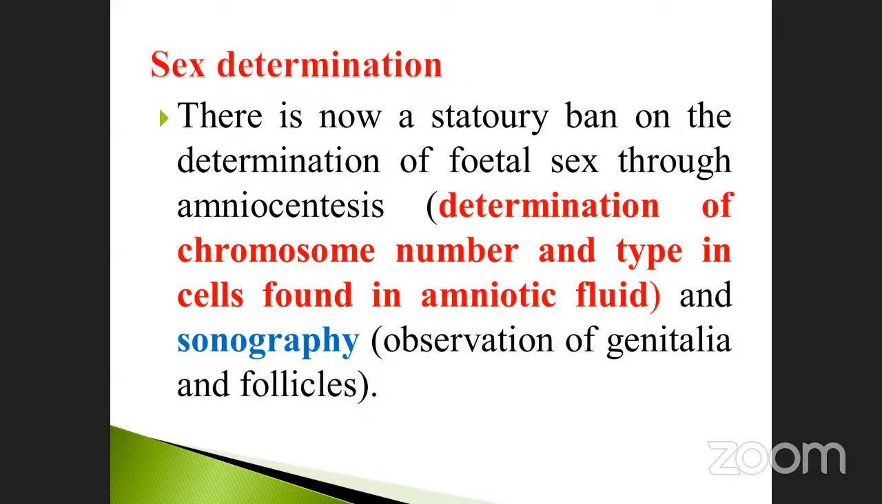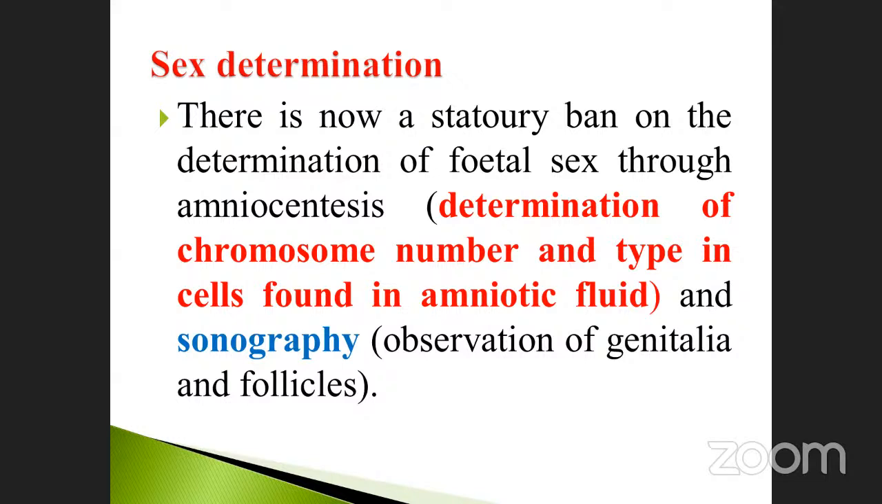Note it down. This is very, very important. Sex determination by the amniotic fluid and the sonography method. These are the two very important things. Observation of the genitalia and follicles. The follicle is also very, very important for the identification of sex determination, whether male or female. Here you have to note down two points, which are very, very important.